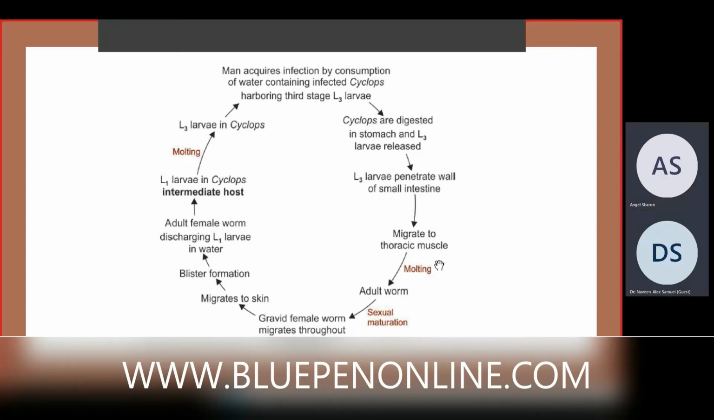If you find this cycle difficult, just make your own cycle with arrow marks, like what I told you right now. Man ingests the cyclops. Cyclops enters the small intestine and penetrates it. Then to the lungs. In the lungs it forms the adult worm and the pregnant female worm. From the female worm to the skin. In the skin it forms blisters, and from the blisters it releases the larva into the water. Again, the cycle repeats. That's a simple thing.